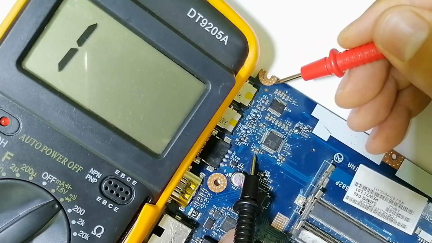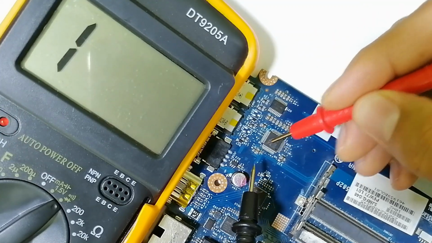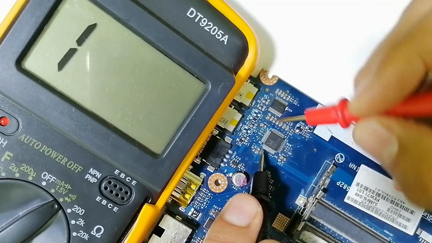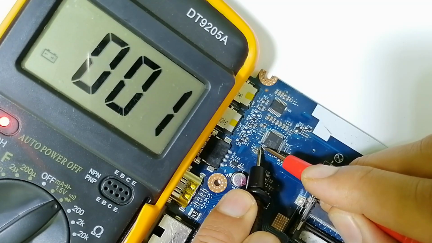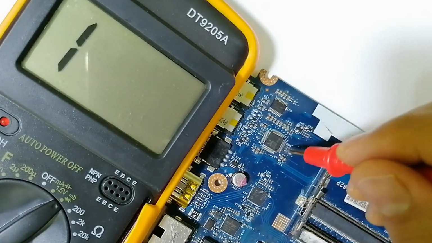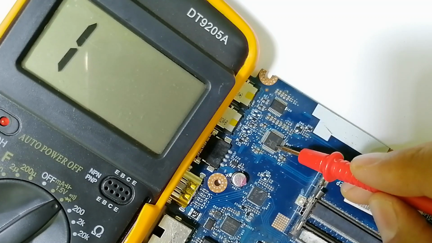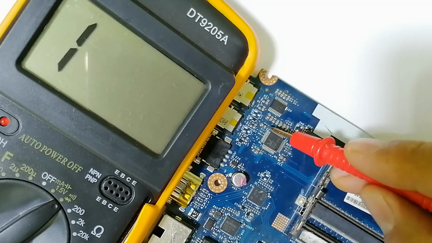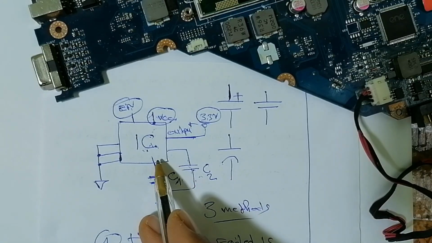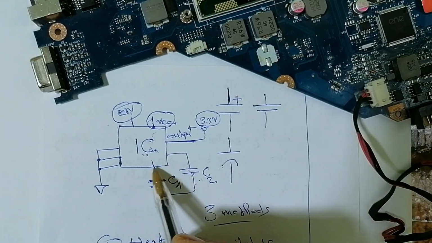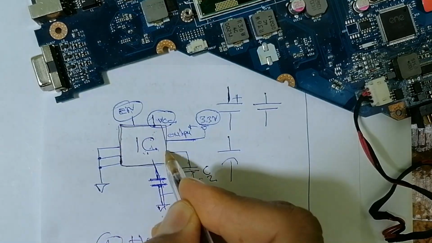Do you see in the multimeter? Okay, and connected to the IC in the other side, as you can see. Okay, I will draw for you the schematic for this IC and capacitors in order to understand clearly. So do you see? Here is the IC. This is the IC basically.